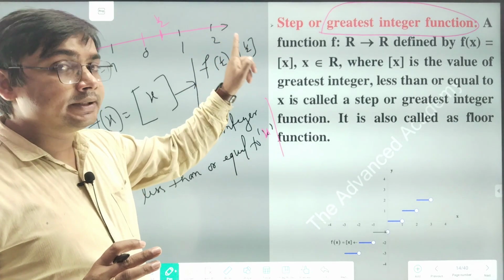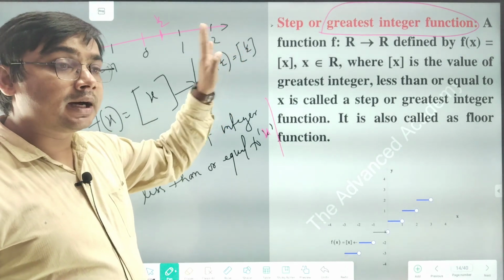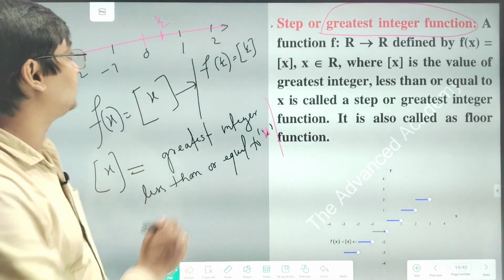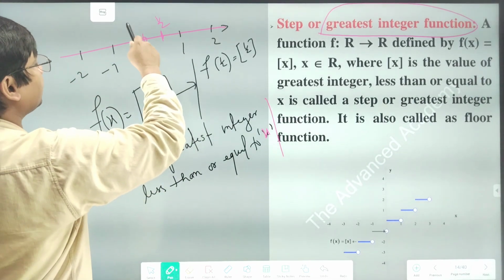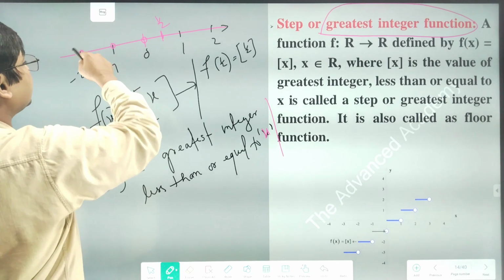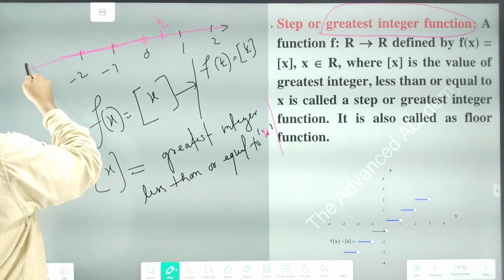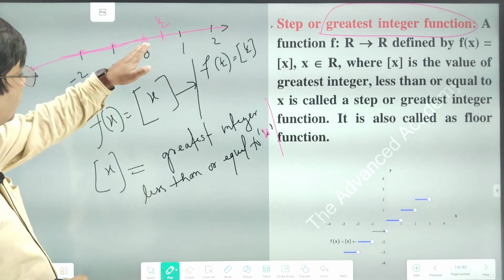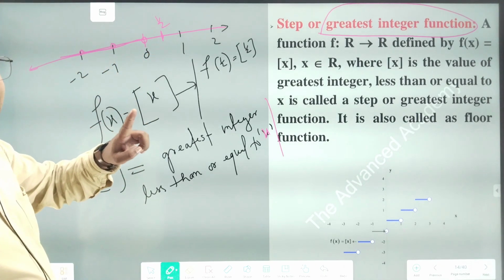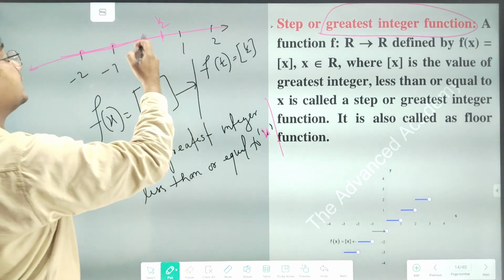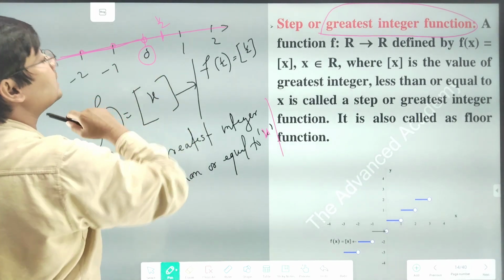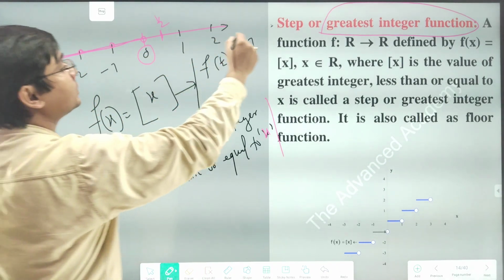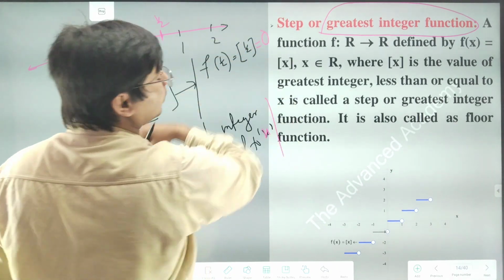Now half is not an integer, so it cannot be half. It has to be an integer less than half, but which is the greatest. The integers smaller than half are 0, -1, -2, and there are many integers less than half, but among those integers, 0 is the greatest. This 0 is the greatest integer just less than half. So this value will give 0.